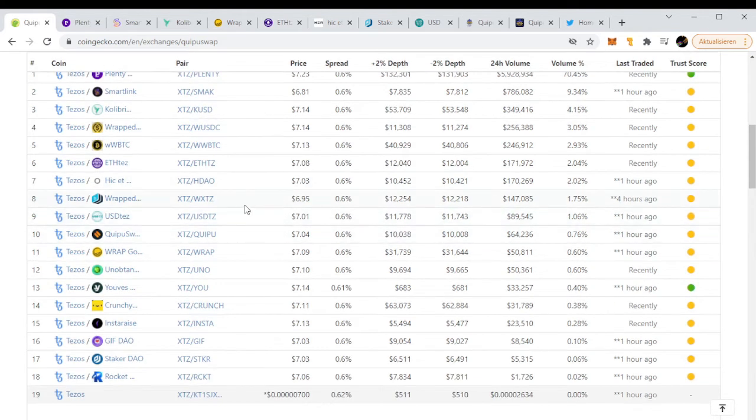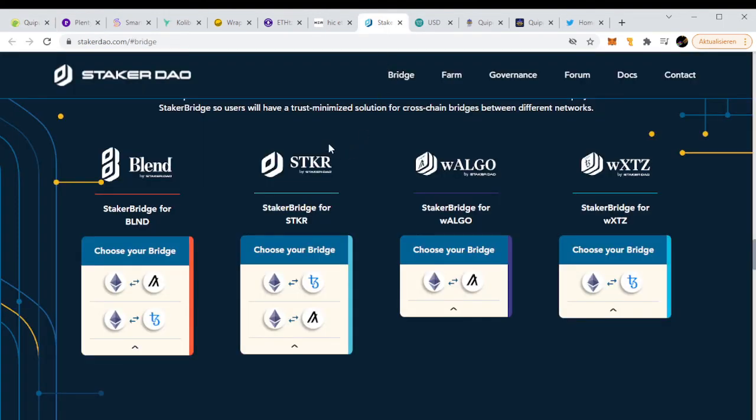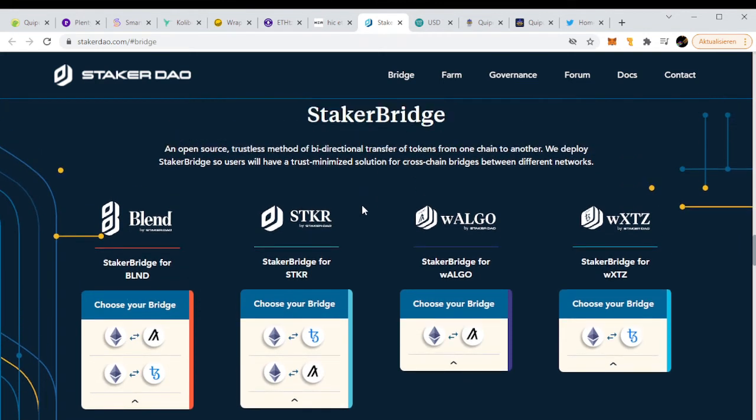Now, next one is Wrapped Tezos. Now, Wrapped Tezos is something made by the Staker DAO. It's a cross-chain project. It has a bridge. It lets you wrap Tezos, but I think the wrapped Tezos that you can get from them that are still on the Tezos network are coming from staking your Tezos and getting wrapped Tezos in return, and then you can unwrap these wrapped Tezos to get your Tezos back.